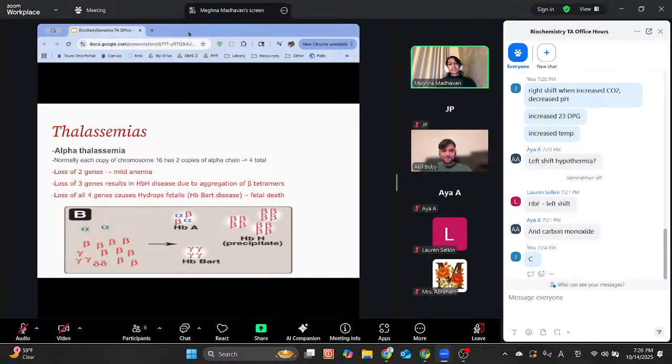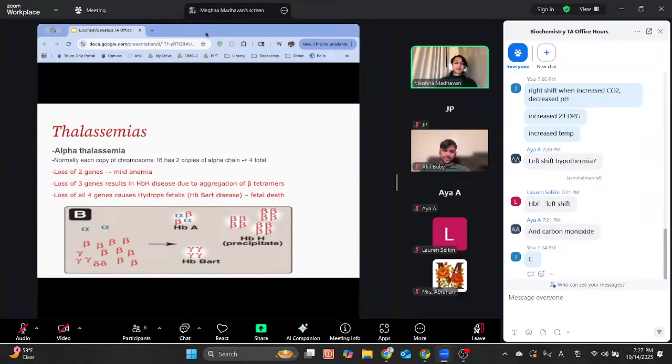So for the thalassemias, there are two, the alpha and the beta. For the alpha thalassemias, there are four copies of the gene, two copies on each chromosome, on chromosome 16. Loss of one gene, you won't really be affected. Loss of two genes, mild anemia. Loss of three genes ends up in HbH disease, because of the aggregation and precipitation of the beta tetramers, whereas the loss of all four genes is Hb Bart disease or hydrops fetalis. I remember that the fetus dies.